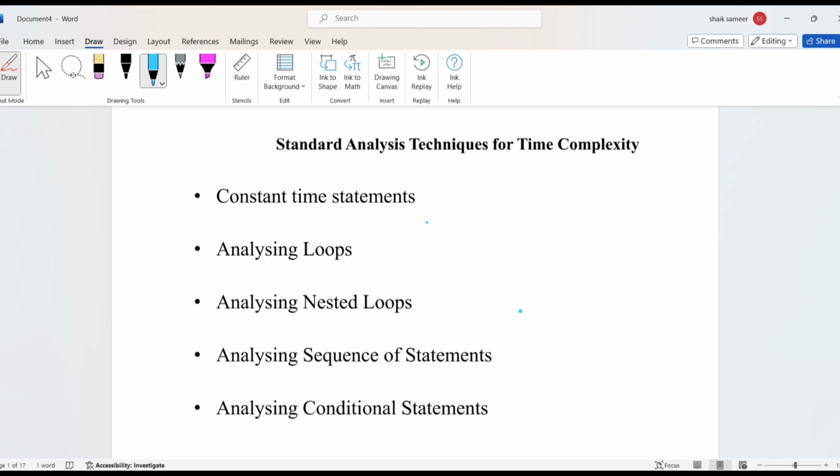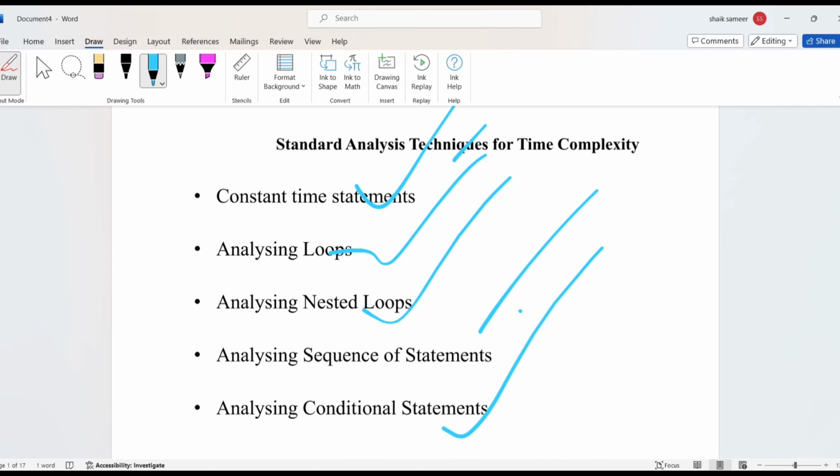Before going to explain the standard analysis techniques for time complexity, we will majorly discuss these five: constant time statements, analyzing loops, analyzing nested loops, analyzing a sequence of statements, and analyzing conditional statements. We will solve many example problems related to these, and then the concept will be clearly understood. Let us start with constant time statements.